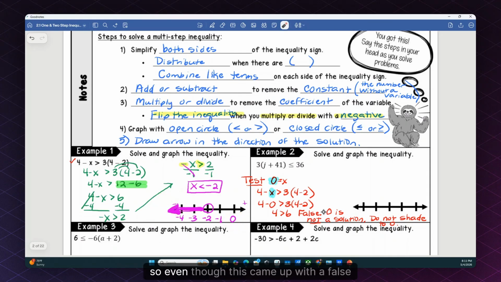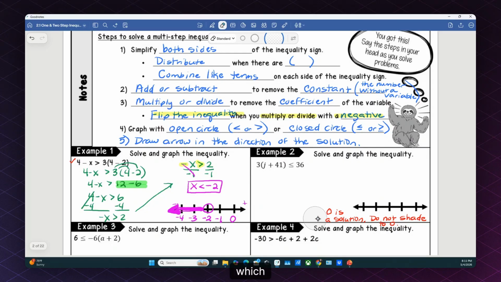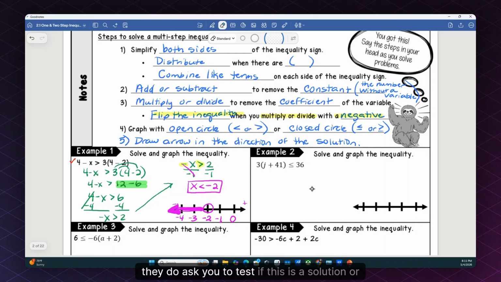Okay. So even though this came up with a false statement, that's okay because the true false part of this is just telling us which way to shade. My 0 is not a solution. I'm not going to shade towards 0. Alrighty. I'm going to erase that, but that is just showing you how you can test points, which some problems do ask you to test if this is a solution or not. And so if it's not a solution, it makes a false statement. If it is a solution, it makes a true statement.